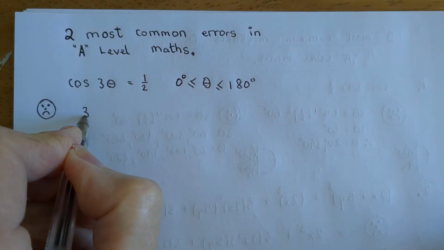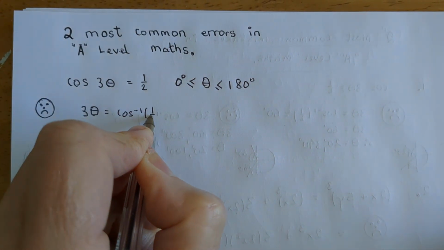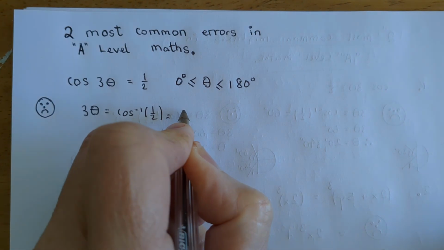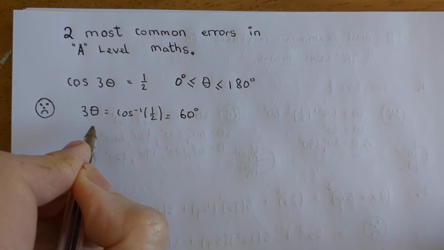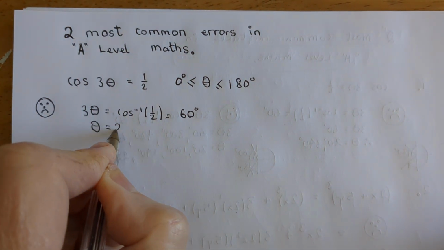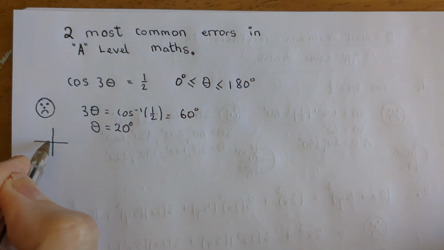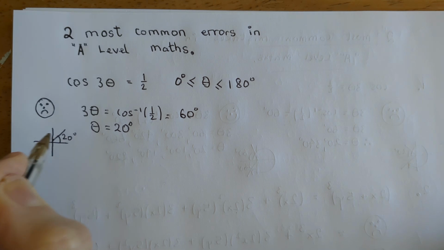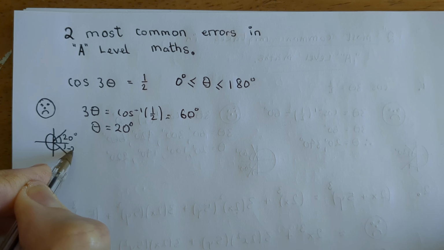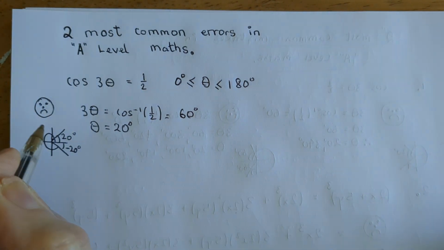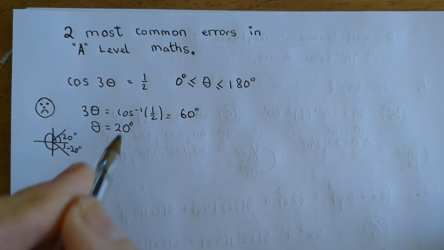You get 3 theta. The first step is okay, it's arc cosine of a half, which is equal to 60 degrees. But now I'm going to go wrong. I'm going to go theta equals 20 degrees. Then I'm going to find the next solution, which is going to be minus 20. This is the correct way to find the second solution. It's going to be 340 degrees.